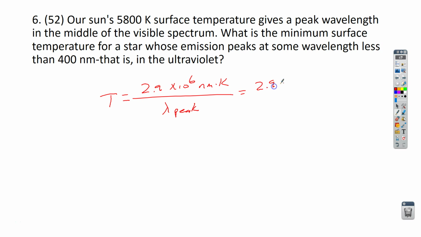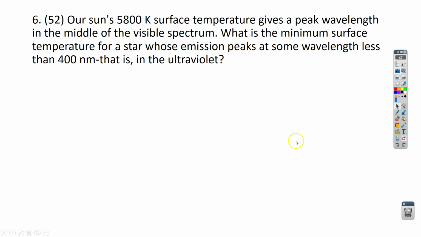We go ahead and put in our number here, 2.9 times 10 to the 6th, and we're going to divide that by 400 nanometers. Remember, this is in nanometer Kelvin, so I don't have to switch this one, and that does give me 7,300 Kelvin. That's the minimum temperature. So any hotter star would also peak in the ultraviolet as well. There are a lot of stars like that. Other cooler ones, cooler than the sun, are even more numerous. So there's a lot of these, but just not as many as what we have with the temperature of our sun or less. The next one is our last problem.